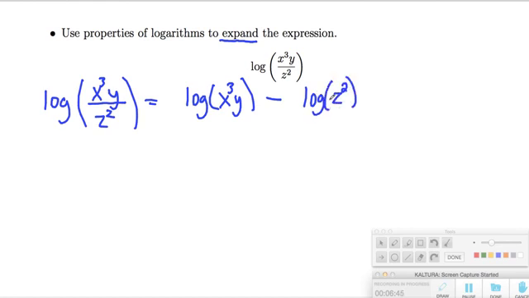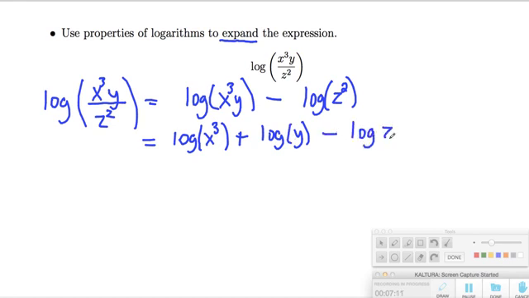Well, remember that there's that product rule, and that can be applied to the first expression. So this becomes log of x cubed. And you can write the parentheses if you want to be careful about that. Now remember, the product rule has plus, so this becomes plus log of y, just a plain old y. And then from above, this is just copying from above, we still had log of z squared.